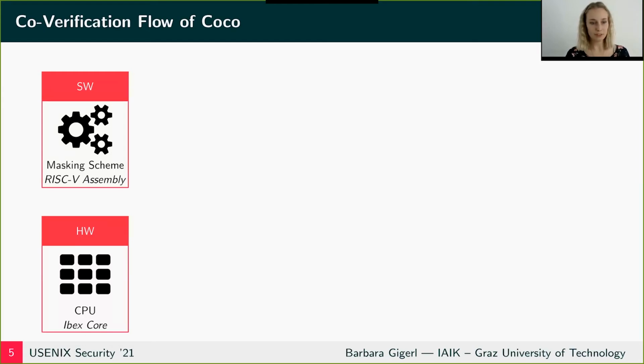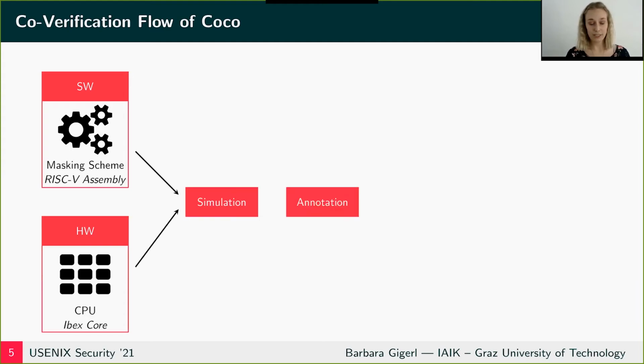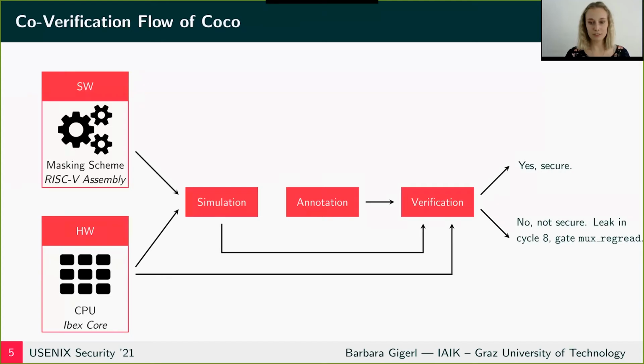So we start with our software and hardware, and the first thing we do is simulate the software execution on the hardware. Then we do the annotation, which means we tell the verifier which registers and memory locations contain our shares. And then we put that into the verification process, which either says, yes, the execution is secure, or no, it's not secure. And the leak is in this cycle at this gate.